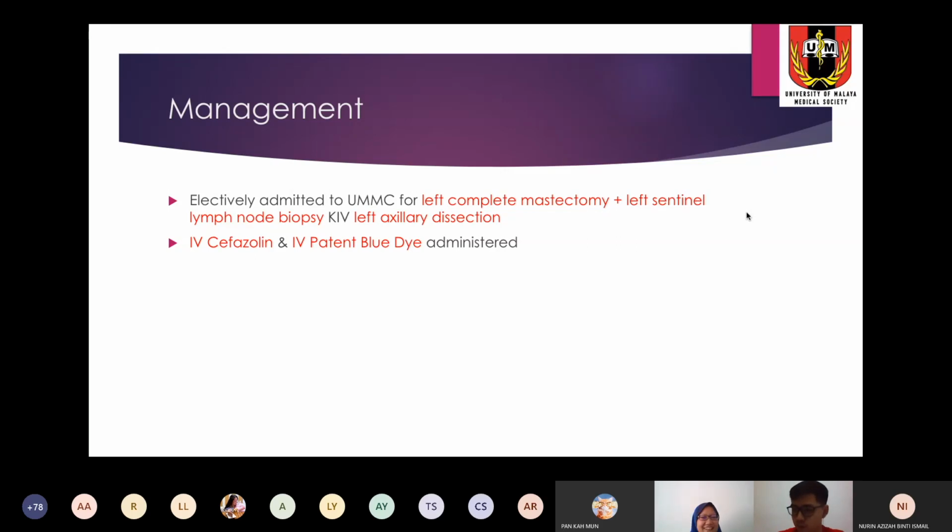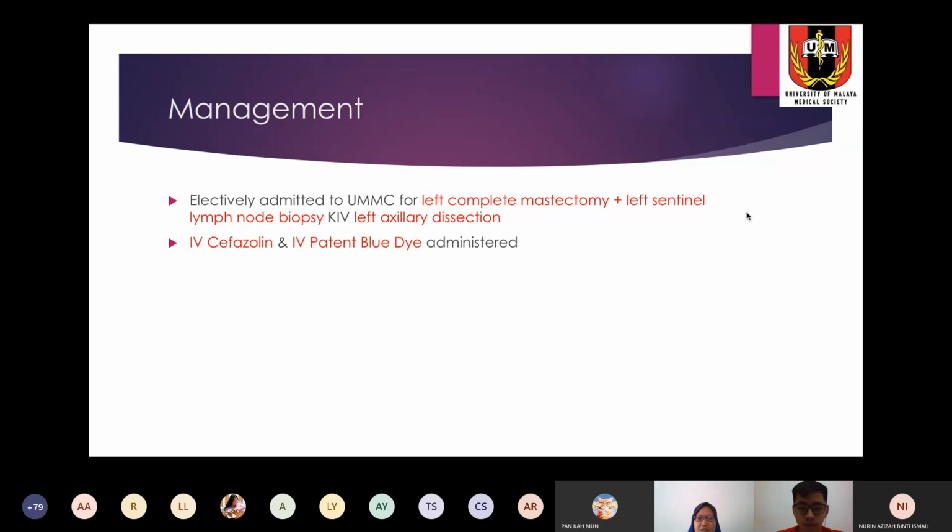Just a last question, I think we are about short of time. From what I've read, there's no such thing as a complete mastectomy. So there is a simple mastectomy, radical mastectomy, and modified radical mastectomy. Am I right? Yes.